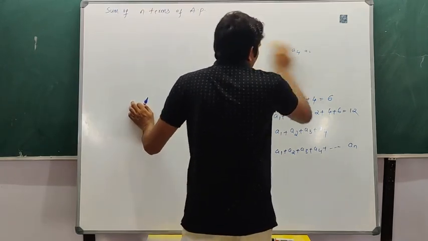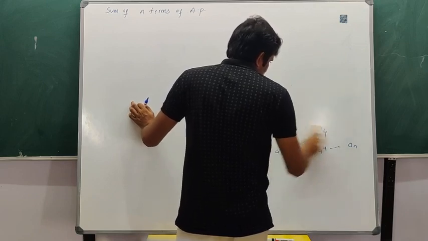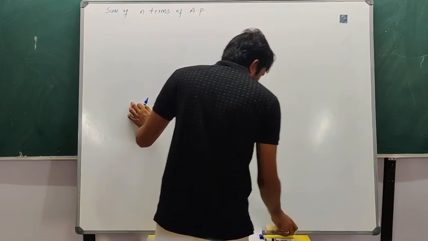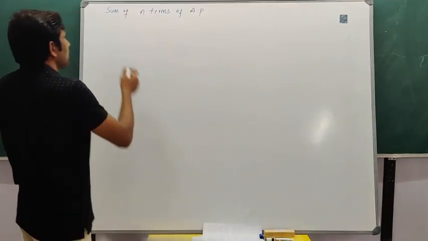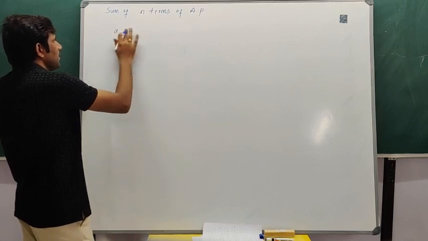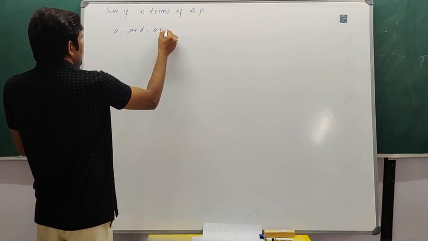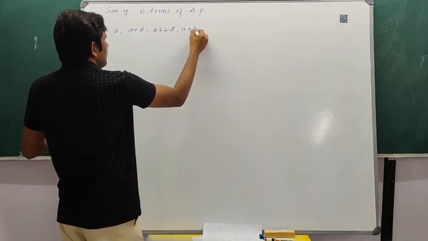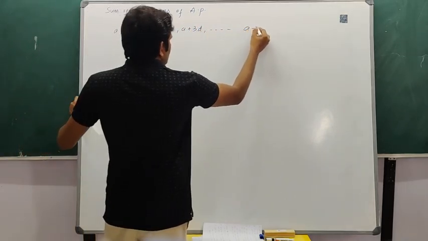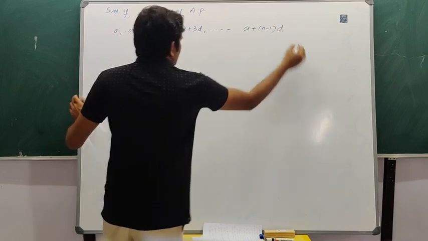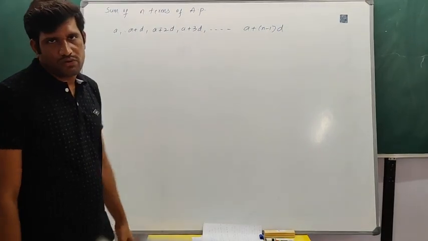So what is the formula for finding the sum of n terms? In general, we already know how we represent an AP: a, a plus d, a plus 2d, a plus 3d, and so on up to the nth term, a plus n minus 1 into d. This we already know, right?